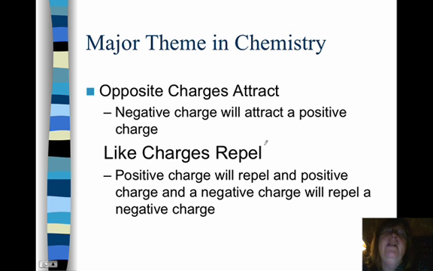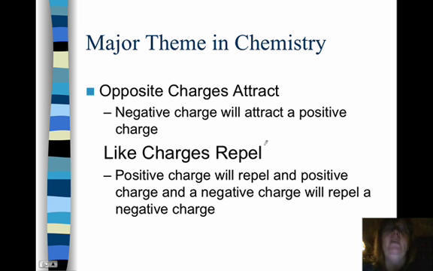Throughout all of this, I want you to see this major theme that we're going to see in chemistry this year, in this unit and throughout the whole year. It's that opposite charges attract. So a negative charge is going to be attracted to a positive charge. And like charges repel. So a positive charge will repel another positive charge, and a negative charge will repel another negative charge. Now we see this with the gold foil experiment with those alpha particles repelling against the positive nucleus.